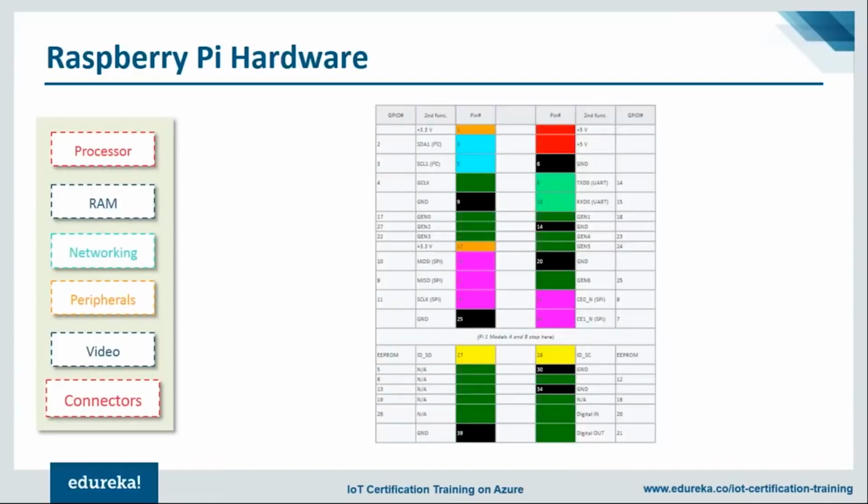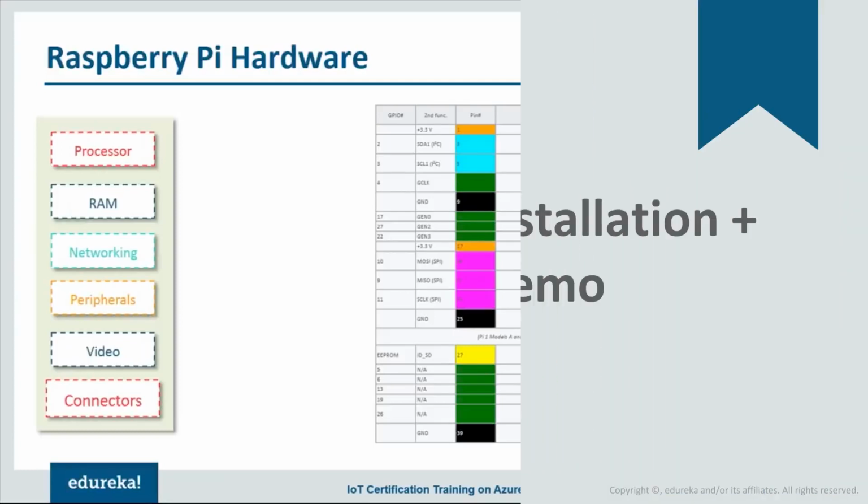Now moving forward, these are the various details with respect to the general input output pins. This data has been taken from Wikipedia, so in case you're looking for more information, you can definitely check out Wikipedia's page or the official Raspberry Pi documentation as well.